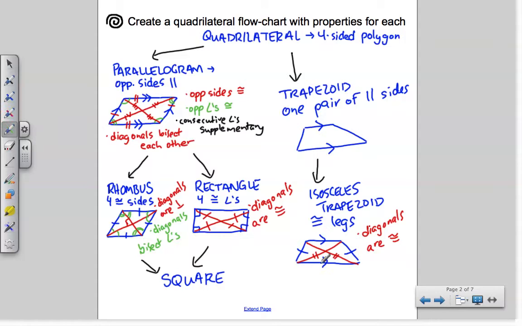Also, in an isosceles trapezoid, just like an isosceles triangle, the base angle pairs are congruent. Base angles are congruent. So I can do 1 arc here and here. These angles are congruent. And 2 arcs for these top 2 angles. Those are congruent. Okay. And one more type of quadrilateral here.